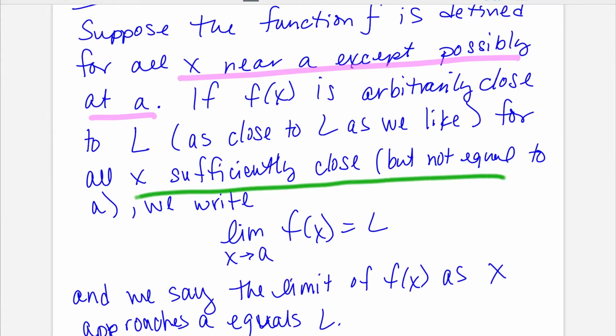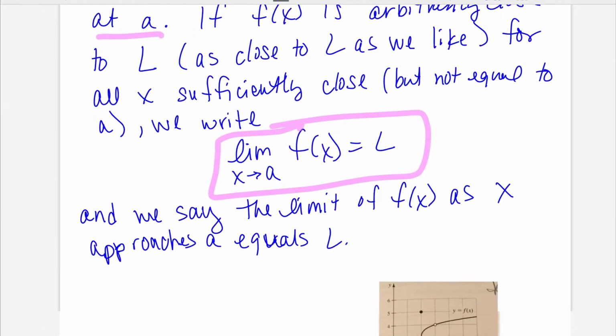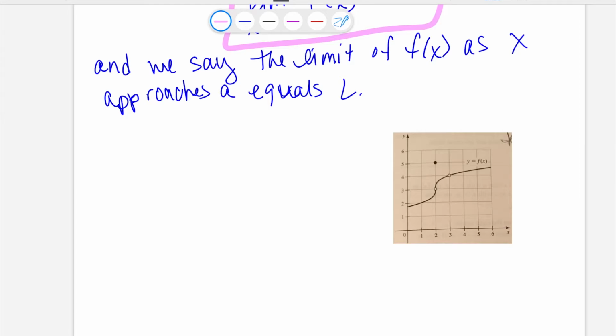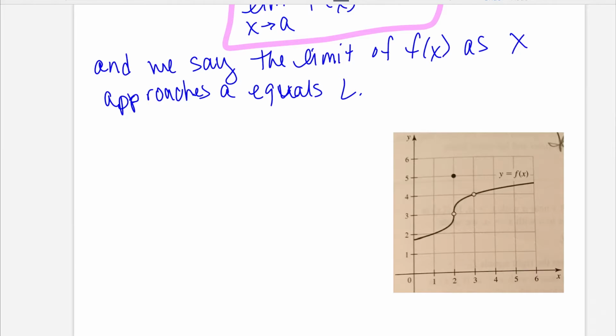That's what you're looking for. For all x sufficiently close but not equal to a, we write this limit notation. Learn it, love it, because it sticks with you forever. The limit as x approaches a of f of x equals L. All right? Okay, now let's get some visual representation associated with that. So here is example 1. Let me make this a little bit bigger here because we're going to be looking at this graph. Here's example 1. We're going to use this graph to determine these limits.